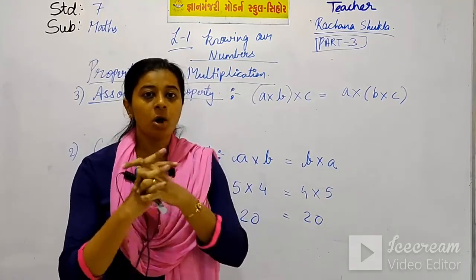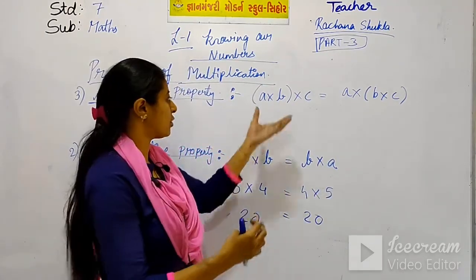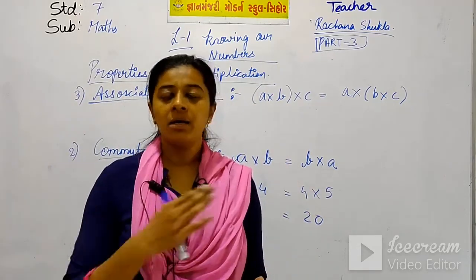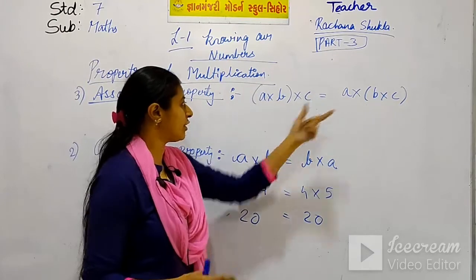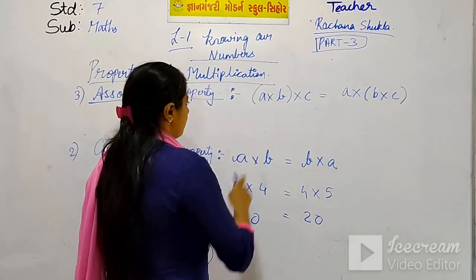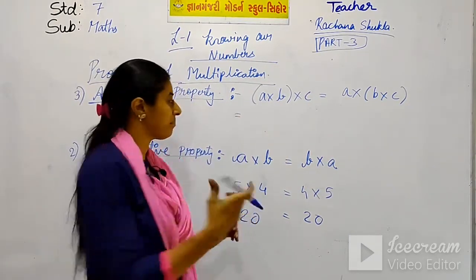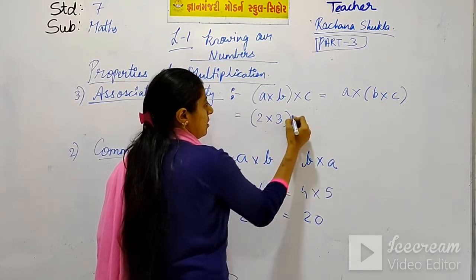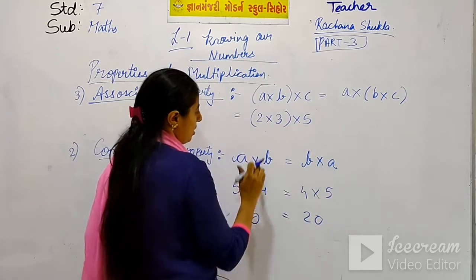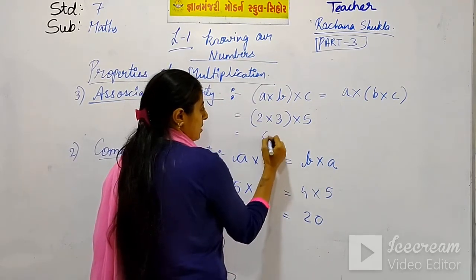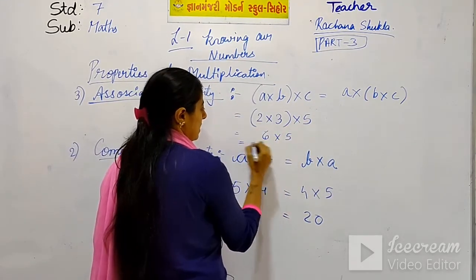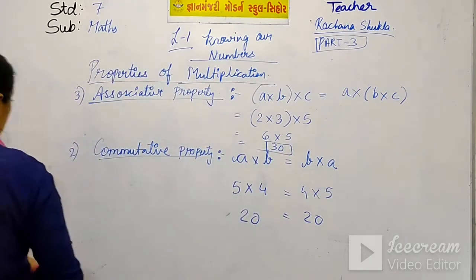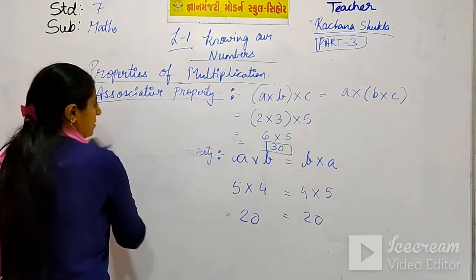So whatever the order may be in terms of multiplication, if you change the order or the bracket, it does not matter in terms of multiplication. I will show you one example. Suppose A will be 2 and here 3 into 5. Okay, so 2 3s are 6 into 5 is equal to 30. What you got as answer? 30. Now let's check that side.